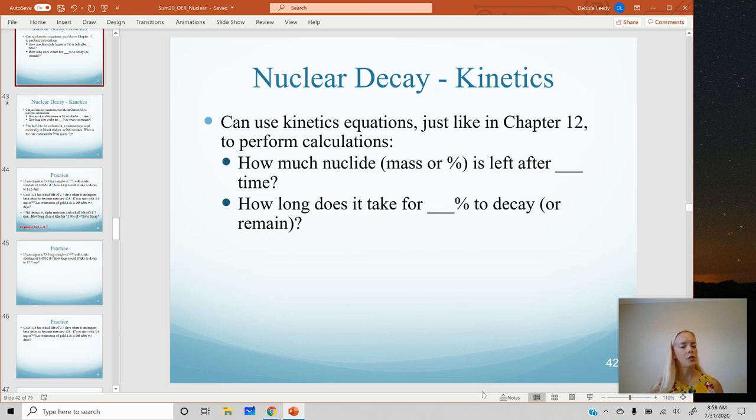Welcome back to our calculations for nuclear decay. So again, remember with all radioactive isotopes, we are going to be using first order integrated rate law equations for calculations. And again, the two main questions that we often want to solve for is how much of a nuclide is going to be left after a given amount of time. And that amount can be calculated as mass or percentages. And then another variation would be to calculate how long it's going to take for a certain percentage to decay.